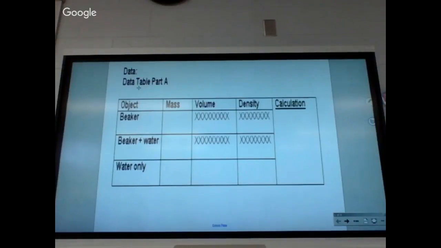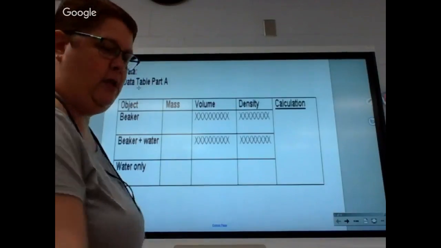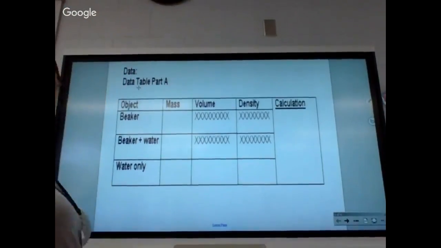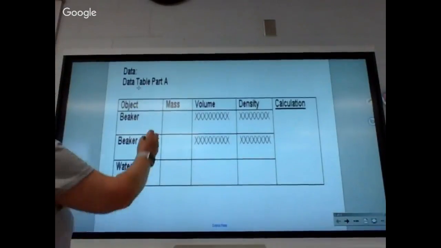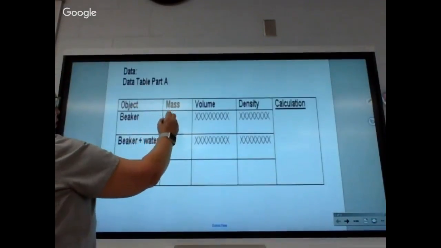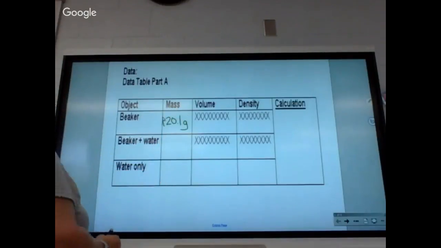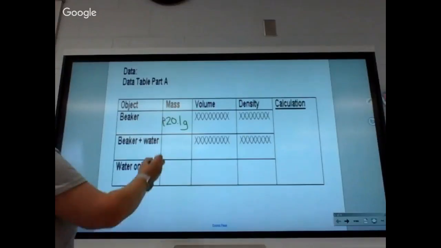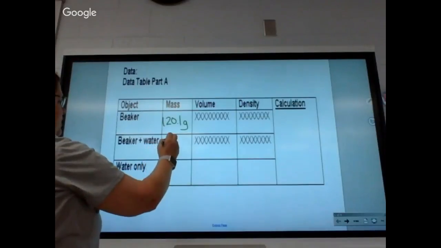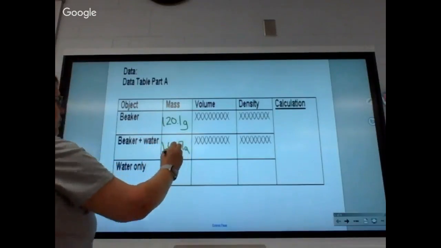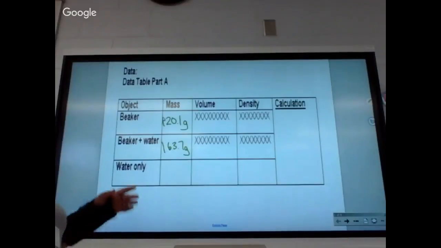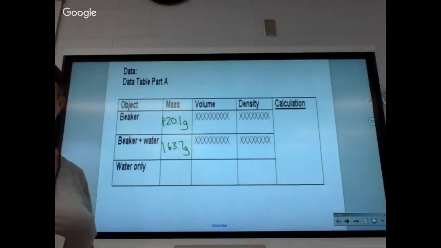So in step A, when it says record the mass of the beaker, you're going to write the mass of the beaker here. And I'm just going to make up some numbers. Don't write this. All right, let's say your beaker weighs 120.1 grams. You're going to write it down. Okay? You add water. It goes up to 163.7 grams. You write it down. How are you going to find the mass of your water? You're going to subtract and write it down in your data table.